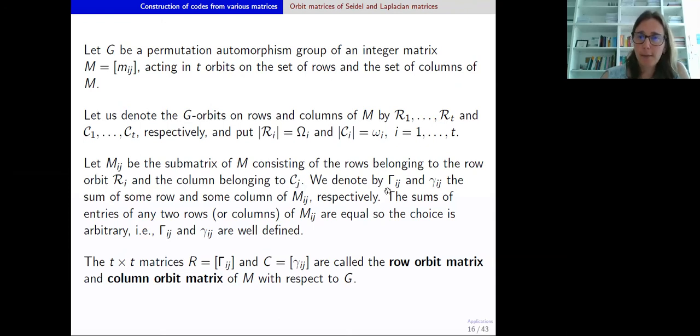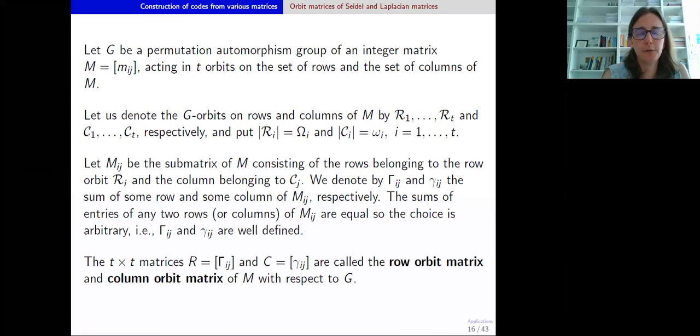And if you denote by capital gamma ij and gamma ij the sum of some row and some column of this submatrix, then the sums of entries of any two rows or columns of submatrix Mij are equal. So the choice is arbitrary. It means that these numbers are well defined. And if you take a matrix with entries capital gamma ij, and a matrix with gamma ij, you can define two matrices. One is called a row orbit matrix of integer matrix M with respect to group G, and the other, which is labeled by C, is called a column orbit matrix of matrix M with respect to the group G.